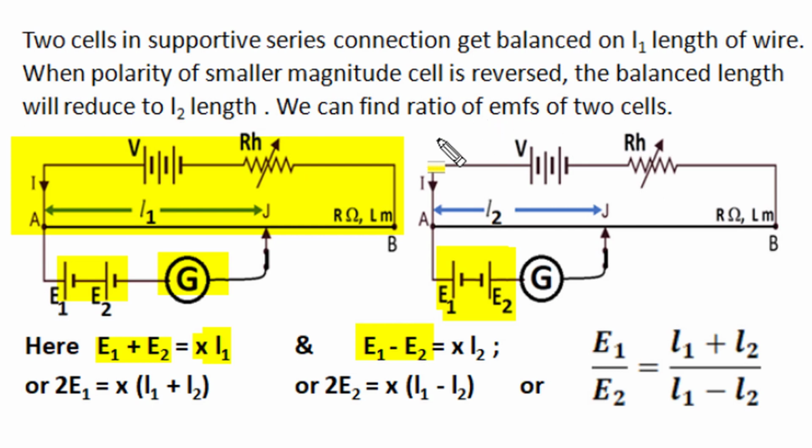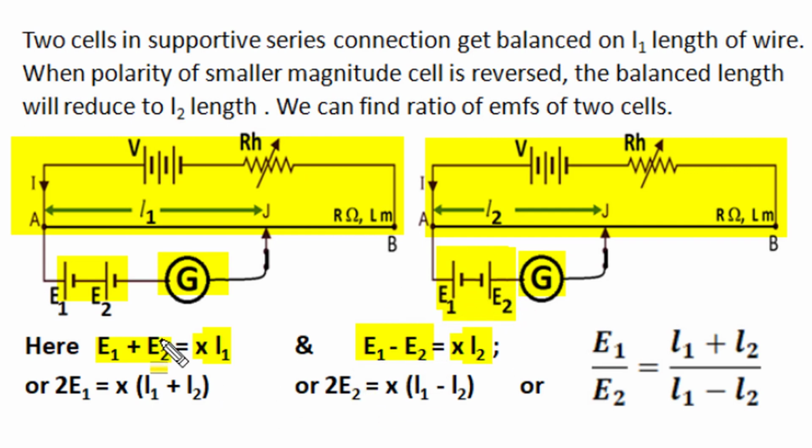they are balanced on the same primary circuit, and a reduced balance length is obtained by movement of the jockey contact and zero deflection in this galvanometer. Corresponding to the L2 balance length, the voltage of the AJ length is now potential gradient multiplied by L2 length, and this becomes equal to the measured voltage E1 minus E2.